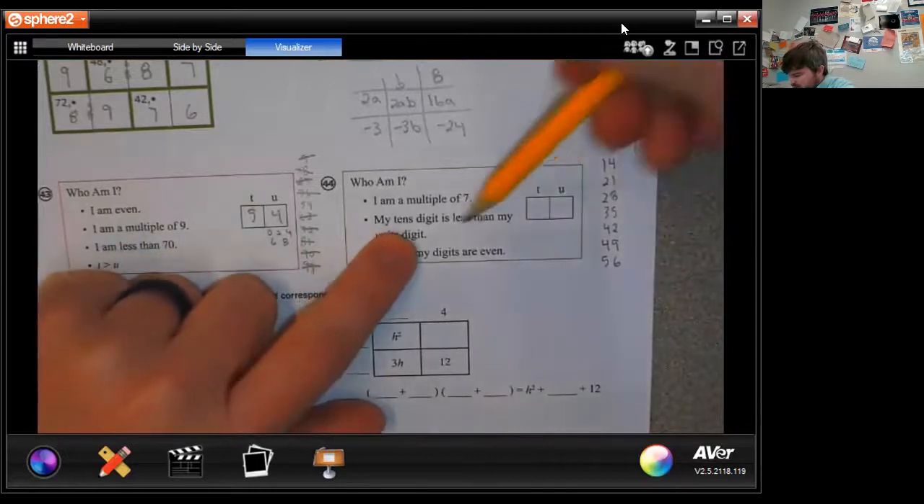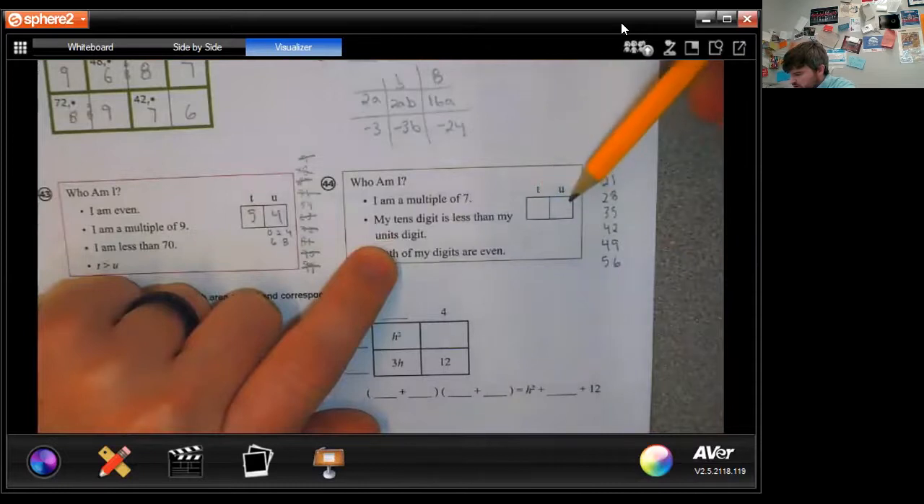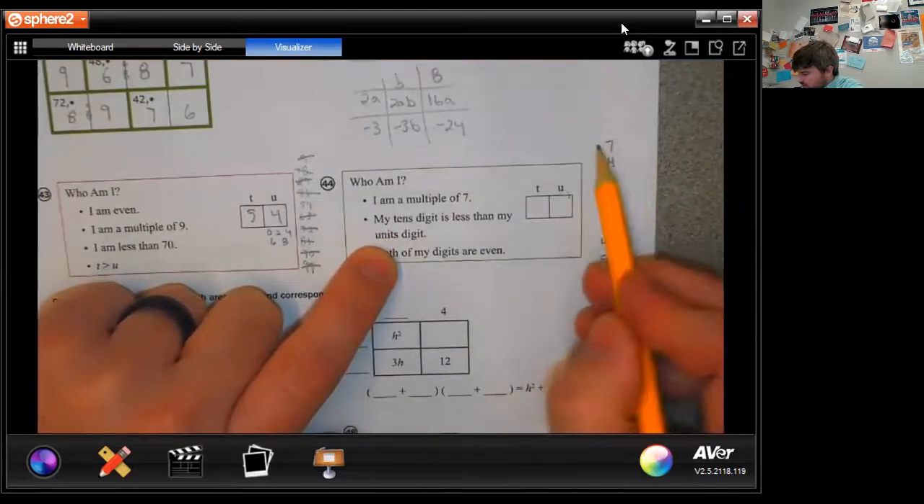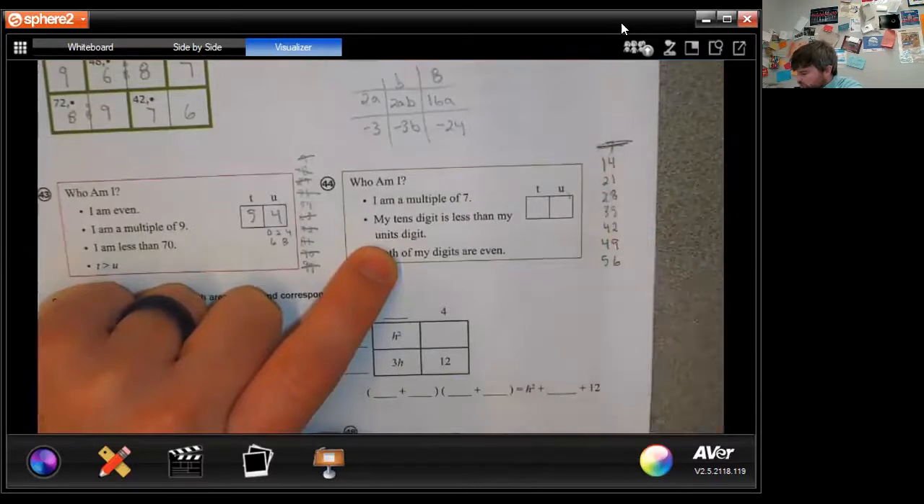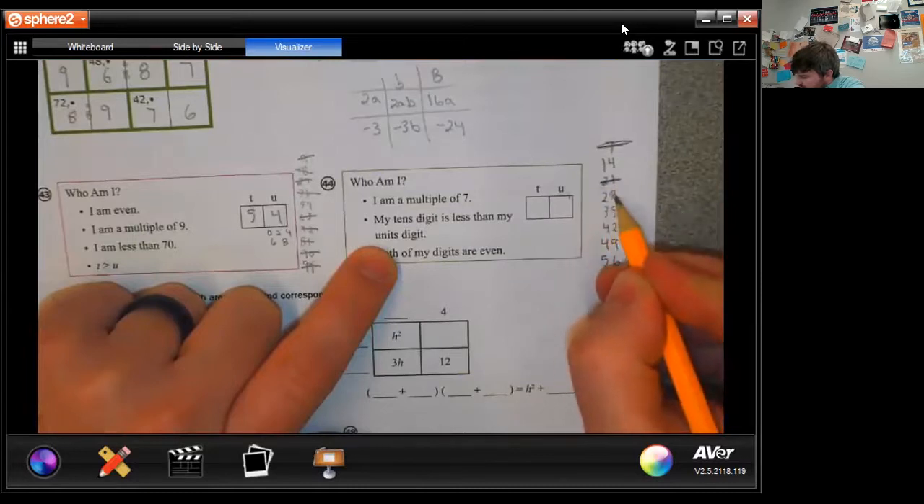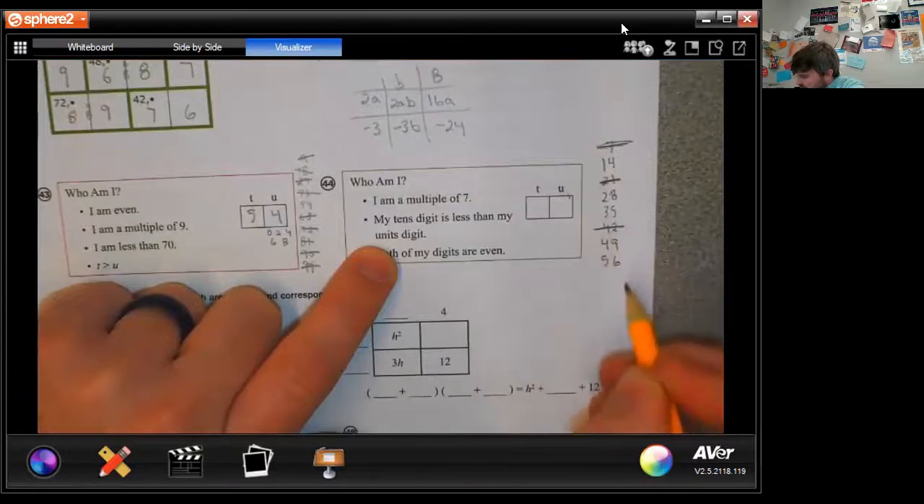My tens digit is less than my units digit. So this number is smaller than this number, okay? That happens all through here. Well, not this one. All through here. Well, this doesn't happen. My tens digit, this number is less than this number. Doesn't happen there.